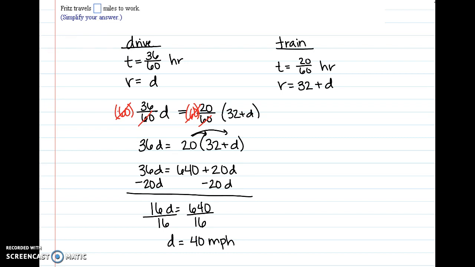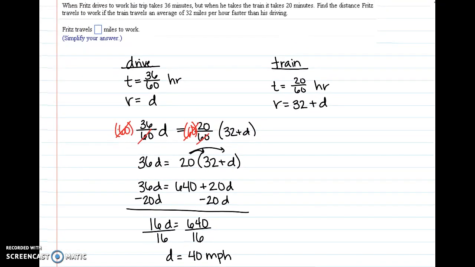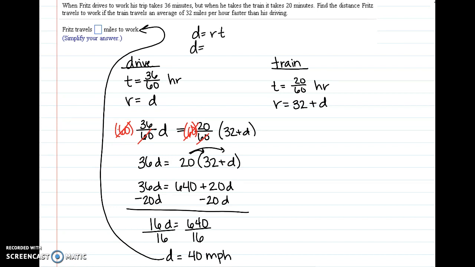Does that answer the question? No, because did they ask how fast he drives? No, they ask how far he goes to work. But remember, distance equals rate times time. We want distance. His rate of driving is 40 miles per hour. How long does it take him? 36 minutes, which is 36/60ths of an hour. You multiply those together, and we get 24 miles. Good? Good.